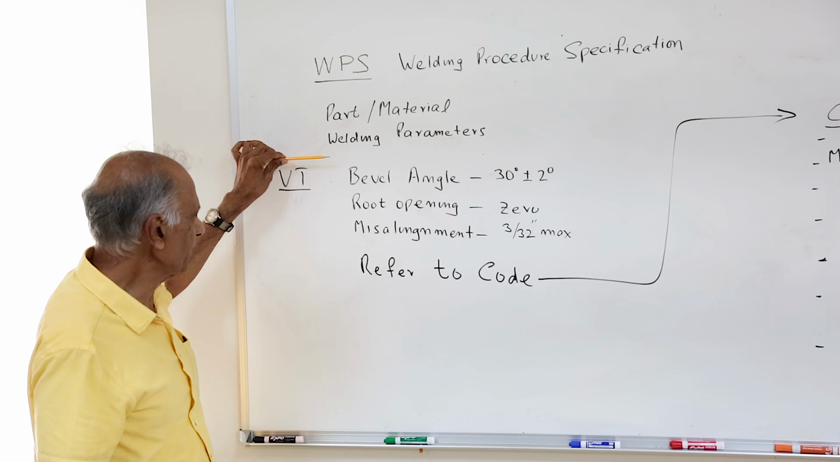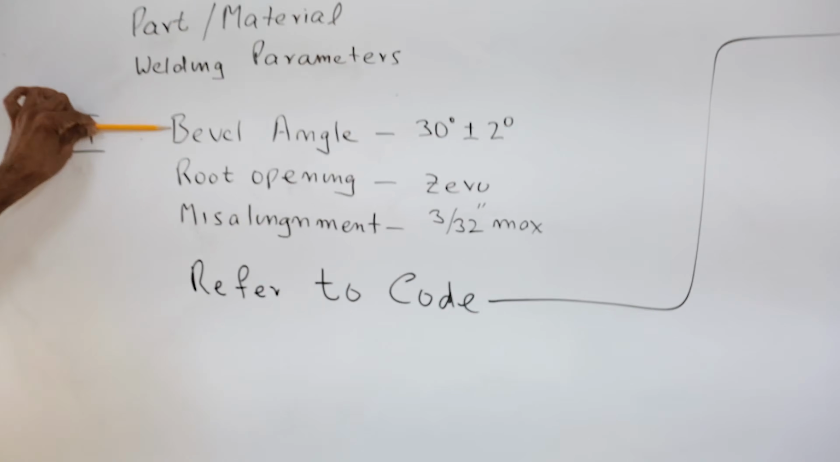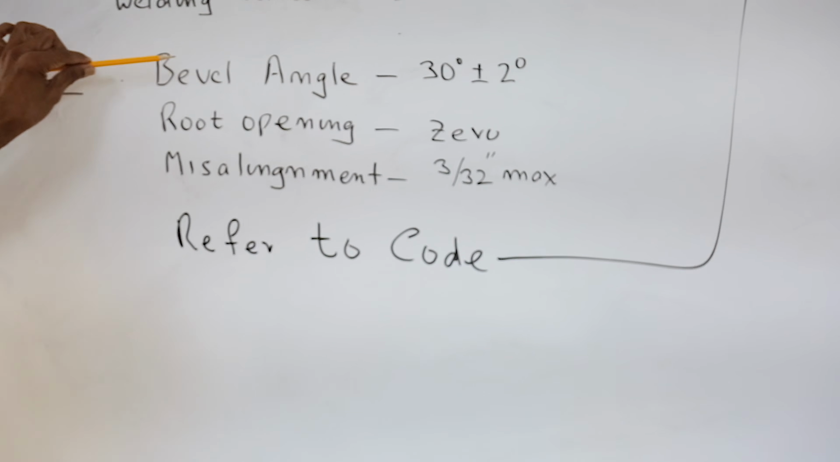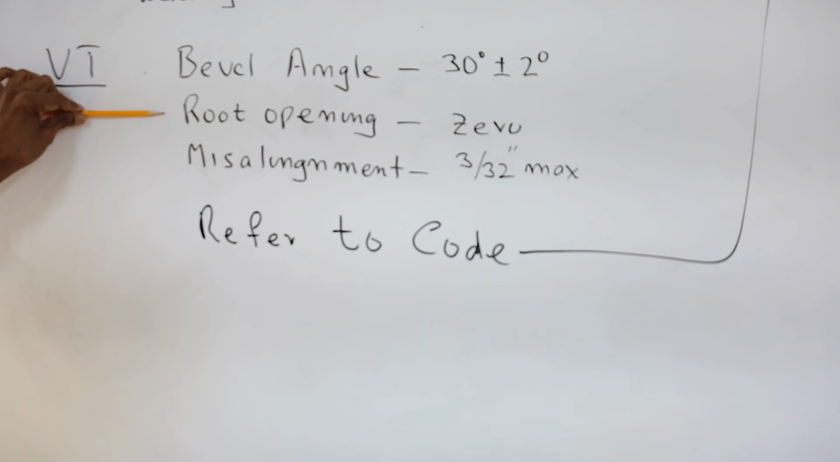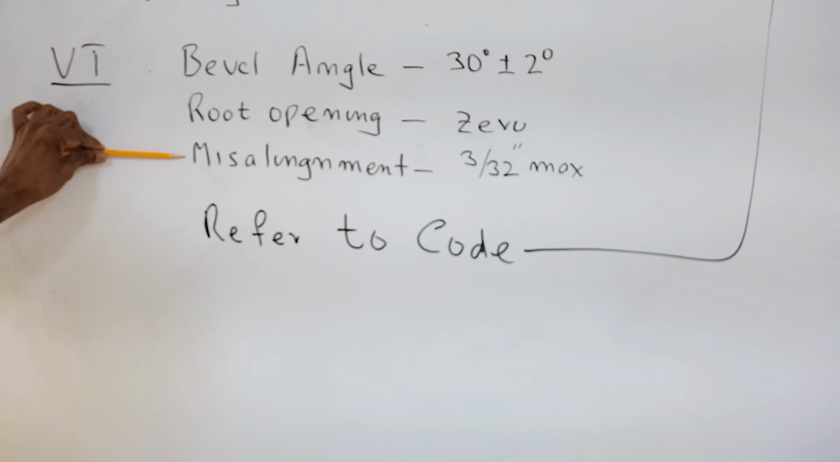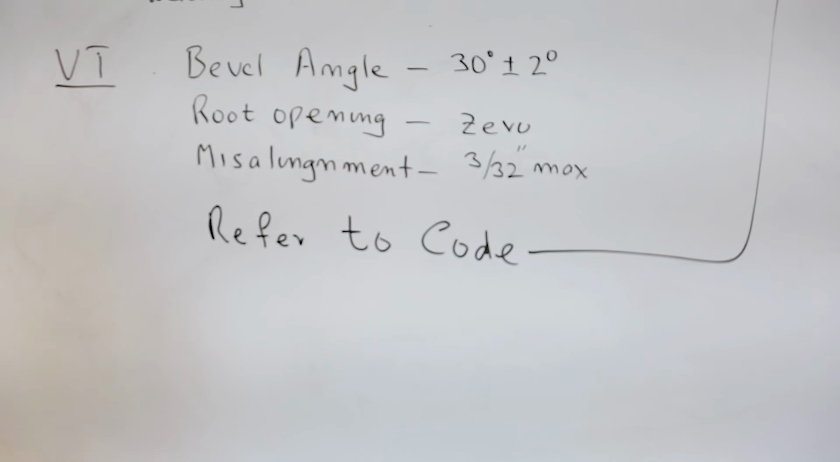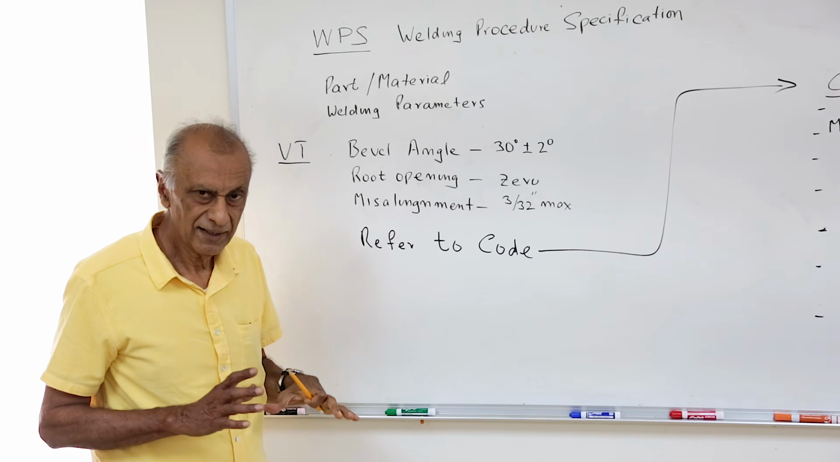So for the VT, it will actually give you the bevel angle before the welding begins, and in this case it says 30 plus minus 2 degrees. So then root opening allowed, if any, here it says 0. Misalignment, maximum allowed, let's say 3/32 of an inch. So this is an example. So this is how it starts, and then the welding is done.